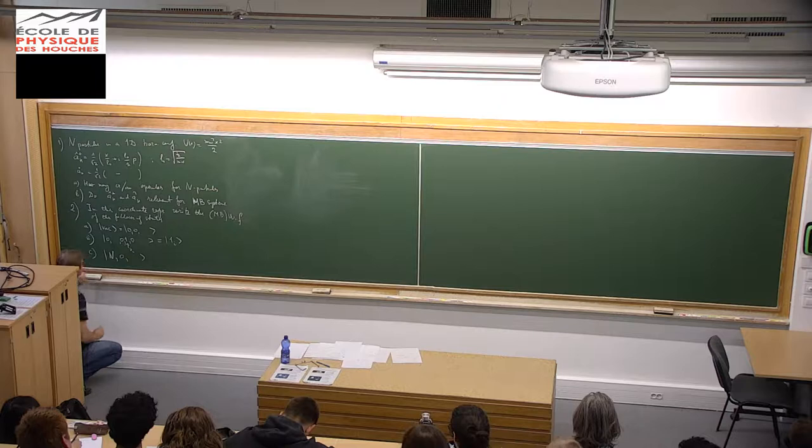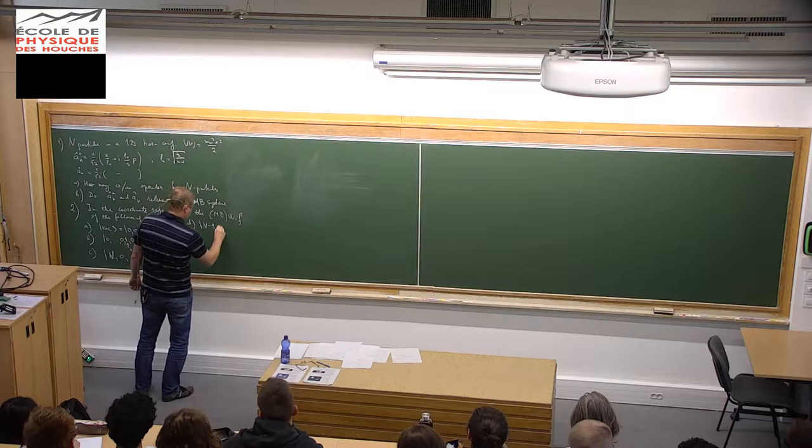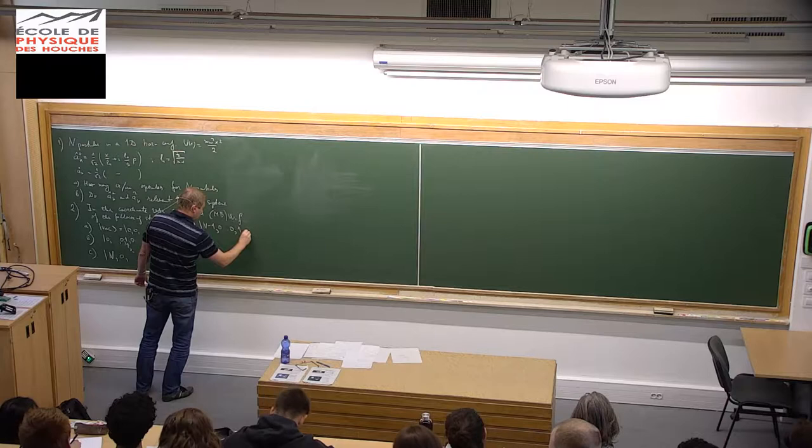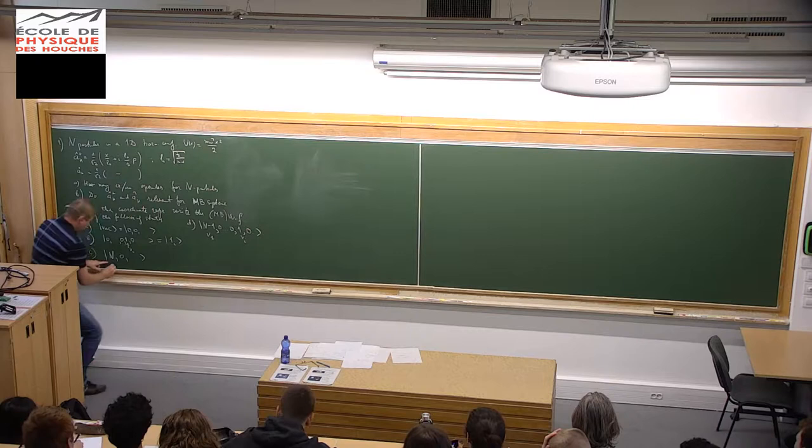Number D is where I have n minus one particles in one state, nu one, and somewhere one particle in, let's say, the nu i state. So that was nu one, and that is nu i, and that is again nu one. It's just for definiteness, in some state.